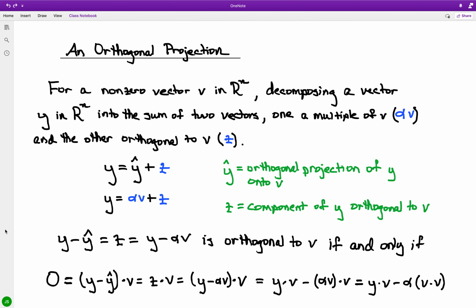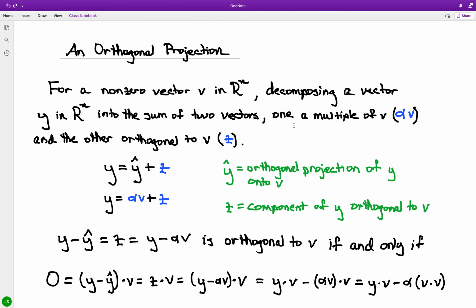Okay, continuing on with orthogonal sets. We have orthogonal projections. For a non-zero vector v in Rn, we decompose a vector y in Rn into the sum of two vectors, one being a multiple of v, where we can just take the scalar multiple alpha, so we have the multiple alpha v, and the other orthogonal to v, which we will just refer to as z.